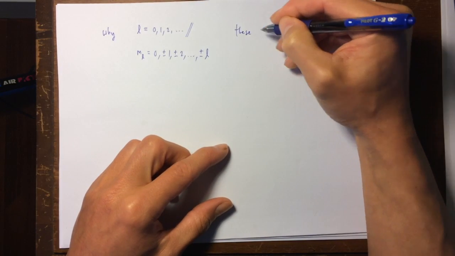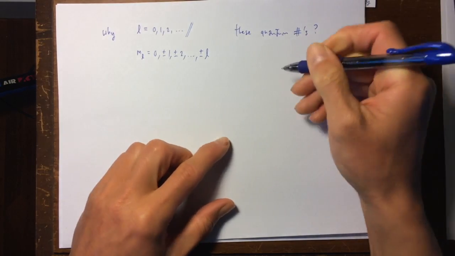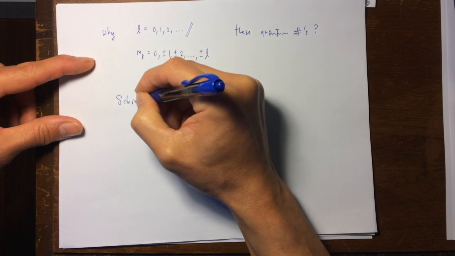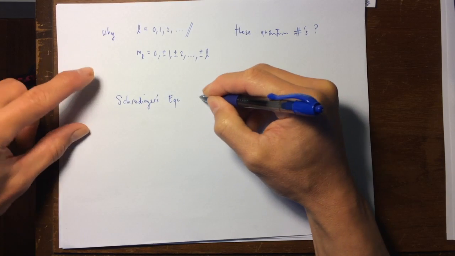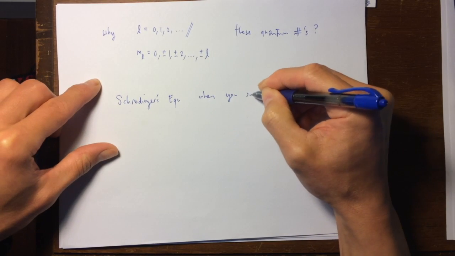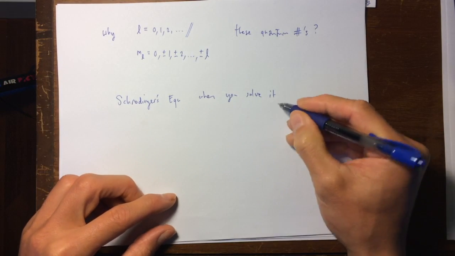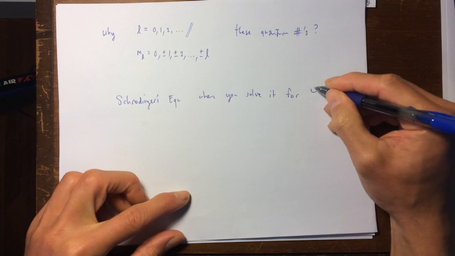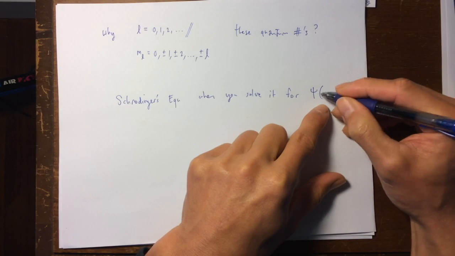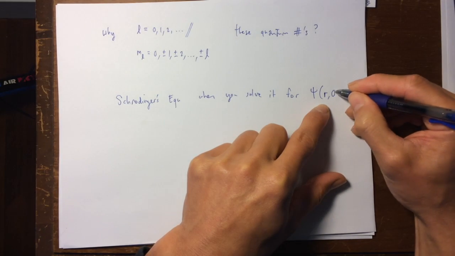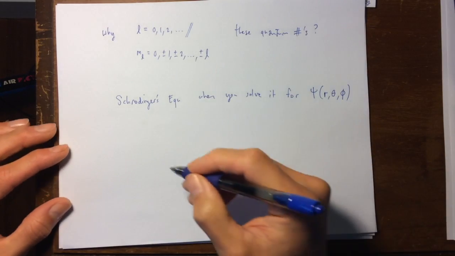Why these quantum numbers? The reason is because of Schrodinger's equation. When you solve it for the wave functions psi, you're going to end up solving for wave functions in spherical polar coordinates. So r, theta, phi. Let me remind you of r, theta, and phi.